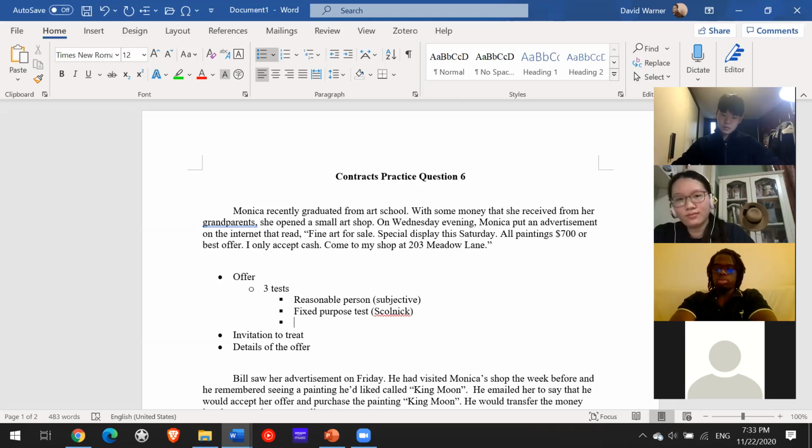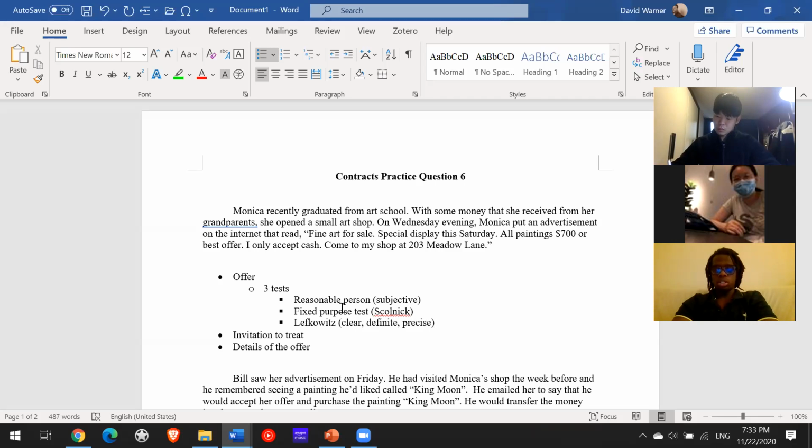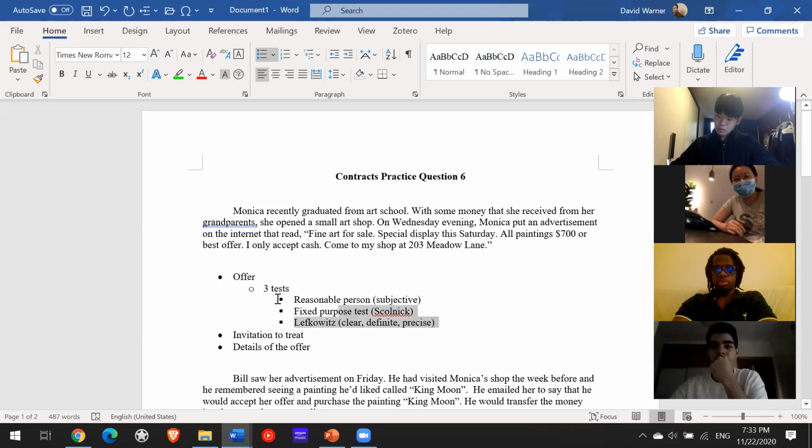Lefkowitz. I think it's a name for someone. Lefkowitz, yes, right. Rule. And that's the Lefkowitz: clear, definite, precise. So when you say, is the offer valid, this is what tells us if the offer is valid. This is how we know. So we have to know if the offer is valid first. Anything else we would talk about when we talk about offer?